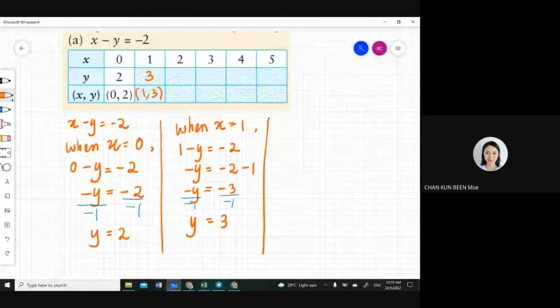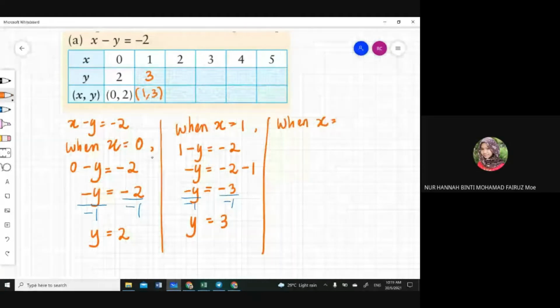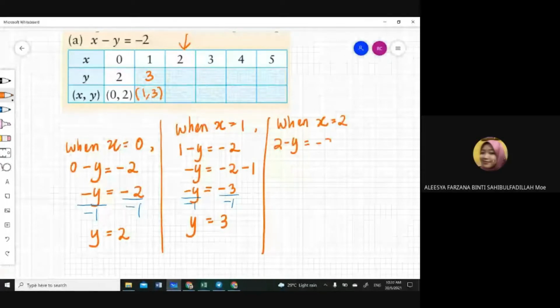If you observe carefully from what we did just now, 0 minus y equal to negative 2, this one 1 minus y equal to negative 2, you actually can calculate in your mind. But if you really can't, we try one more time. Now, what is the value of x? 2. The x is 2 right now by referring to the table of value. So when x is 2, meaning 2 minus y equals negative 2.